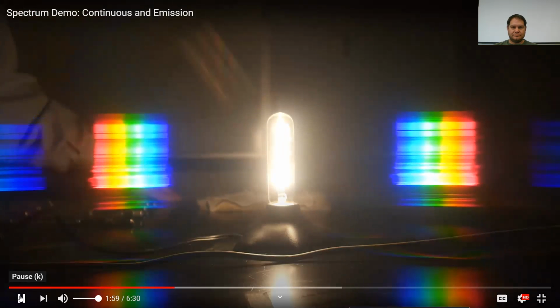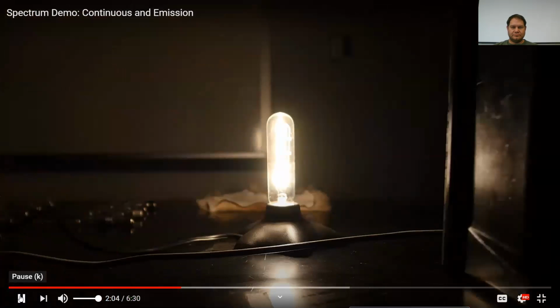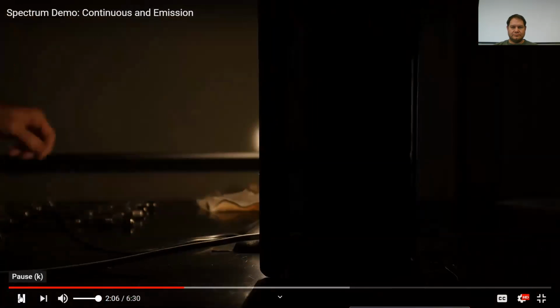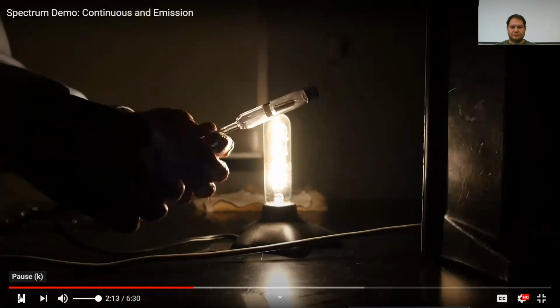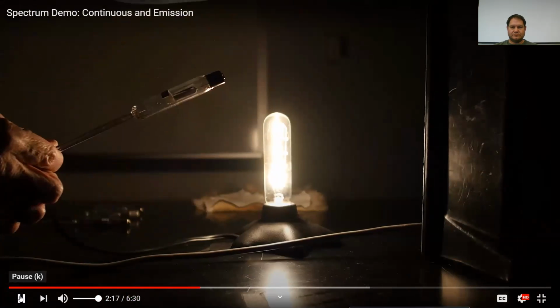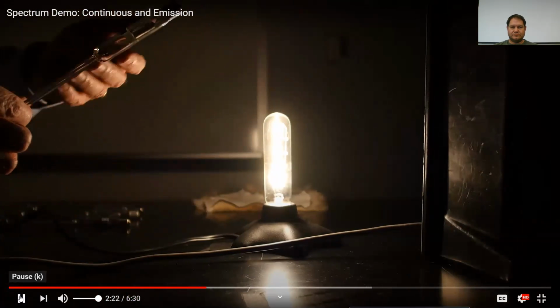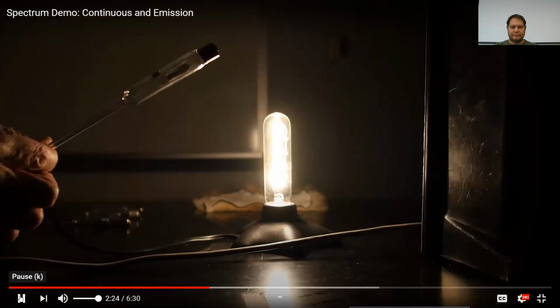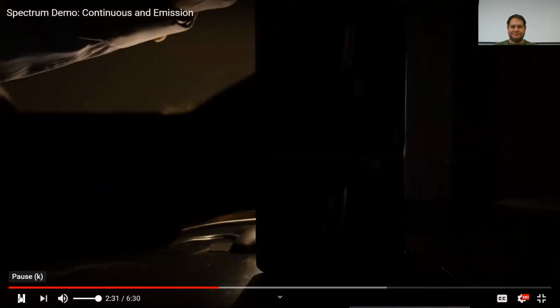We'll try next to look at a discrete spectrum of mercury. Now what this is, it's a discharge tube. It has mercury in it, and what I'll do is energize this tube, apply a voltage to the tube, and that causes the gas in it to emit spectral lines according to the spectrum of the element that we're using, in this case mercury.